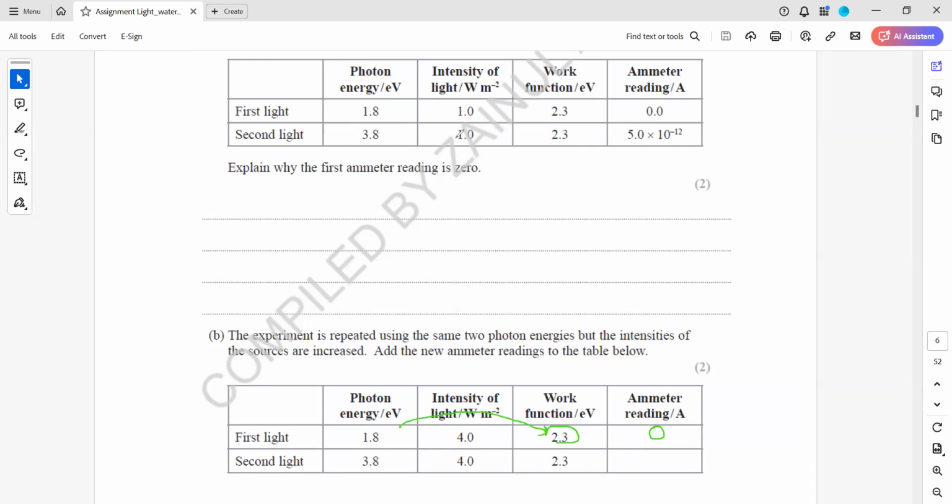But for this one, we increased the intensity. So if the intensity is 4 times, more electrons will flow out, so the number of electrons will become 4 times. So 5 times 10 to the power minus 12 multiplied by 4. So this will become 20 times 10 to the power minus 12.